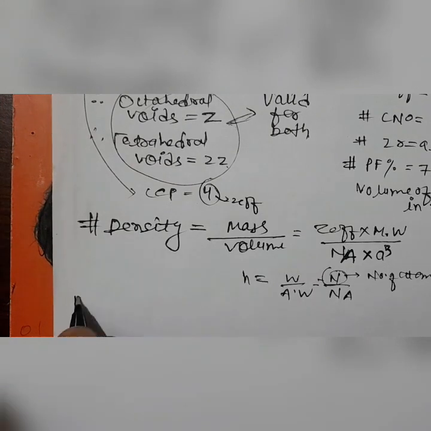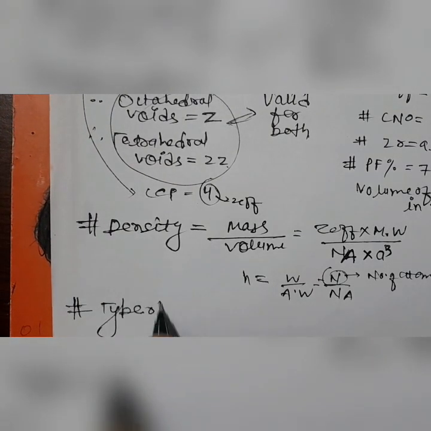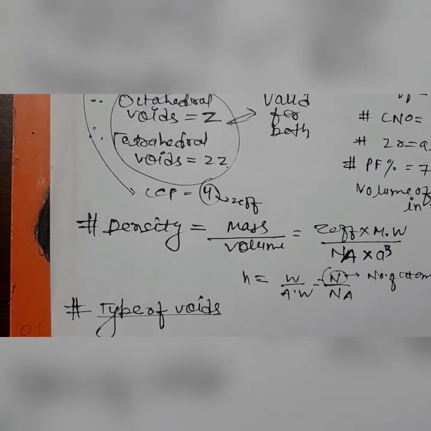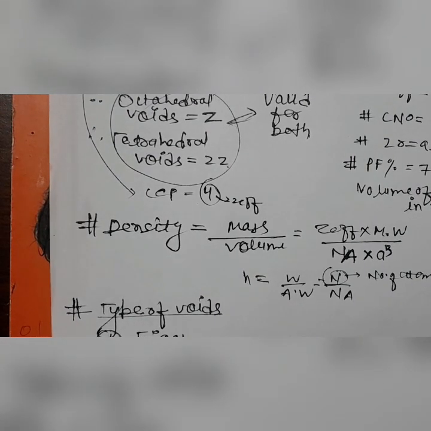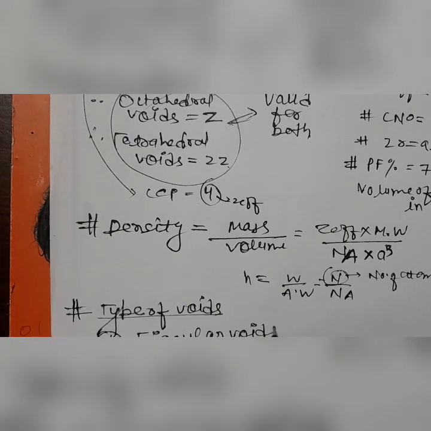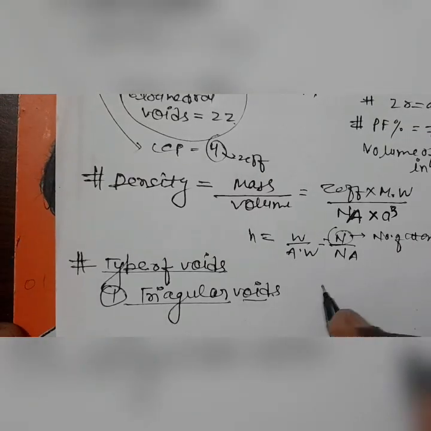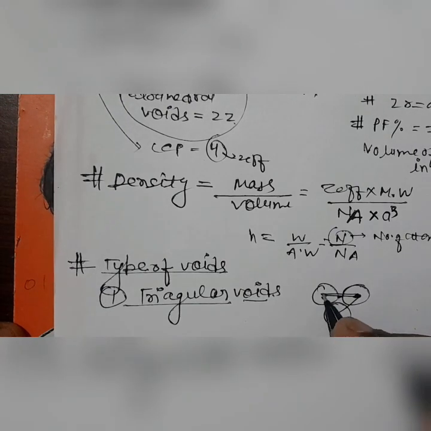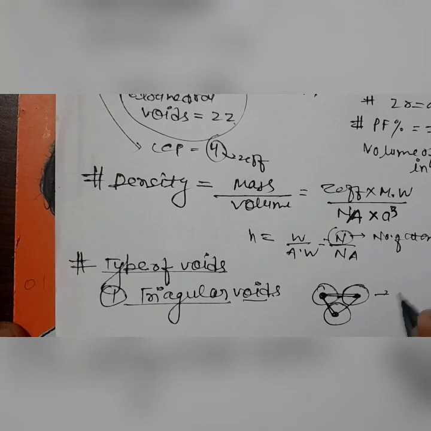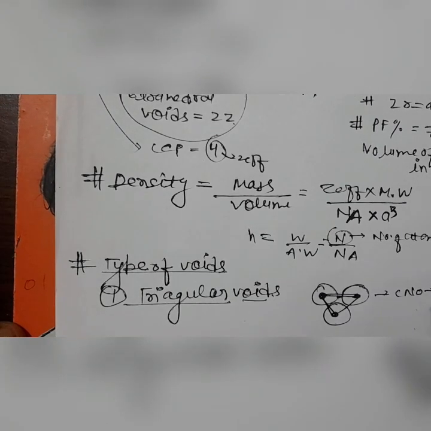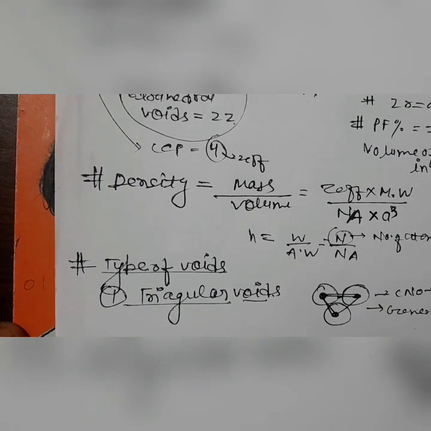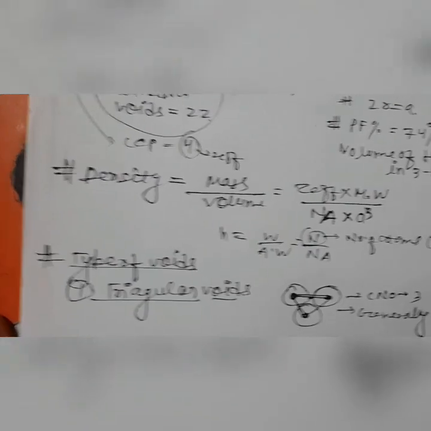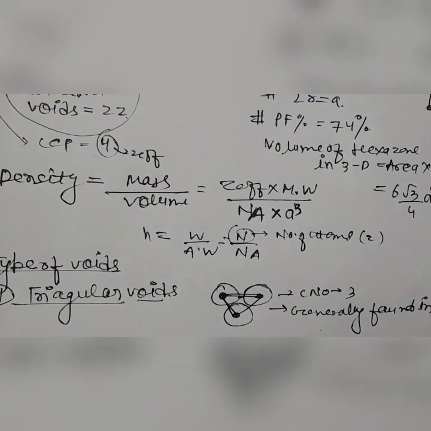Now we come to discuss the types of voids. First is the triangular void. This is how we can represent the triangular void, having coordination number 3. The triangular void is generally found in SCP-2D.